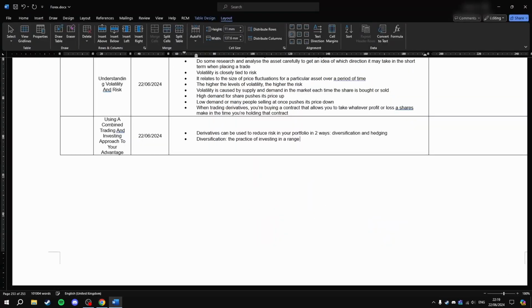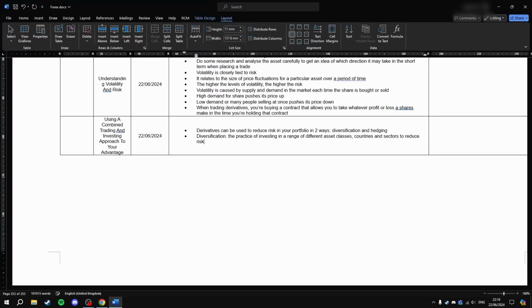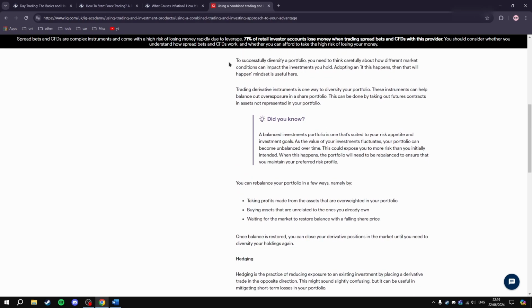So, the practice of investing in a range of different asset classes, countries, and sectors to reduce risk in a portfolio. To successfully diversify a portfolio, you need to think carefully about how different market conditions can impact the investments you hold.